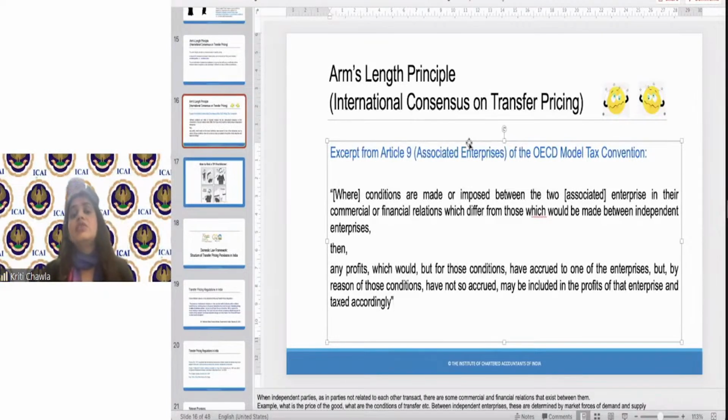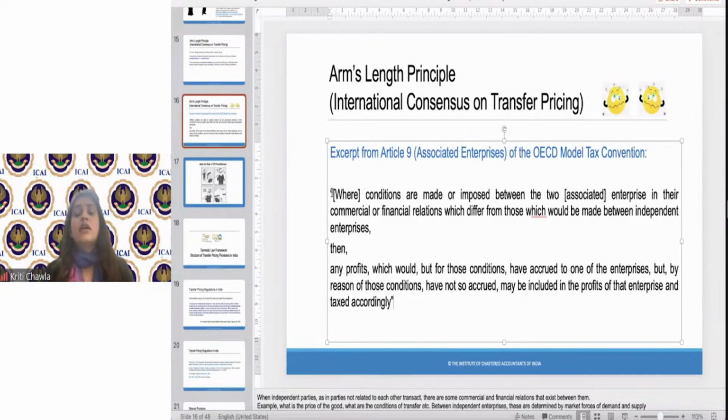This is where we need to see what exactly this arm's length price is. Where is it coming from? Well, it's coming from the arm's length principle. And where is the arm's length principle? It's provided in international law. It's provided in the OECD Model Taxation Convention, Article 9. The reason we're discussing Article 9.